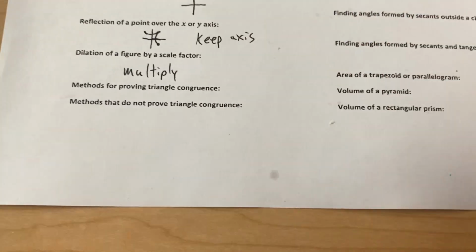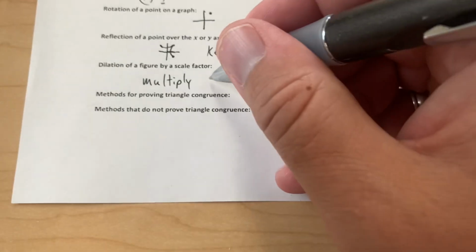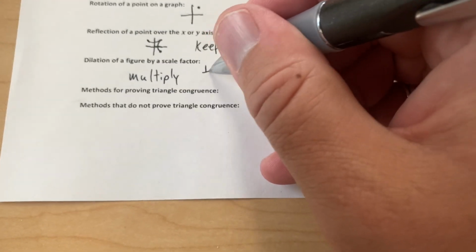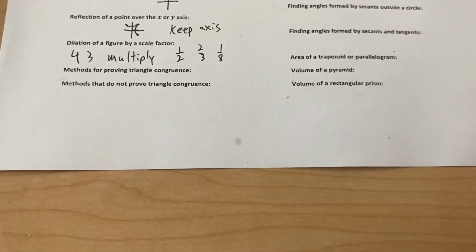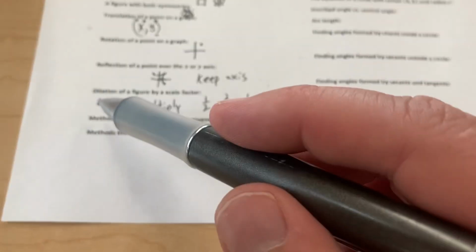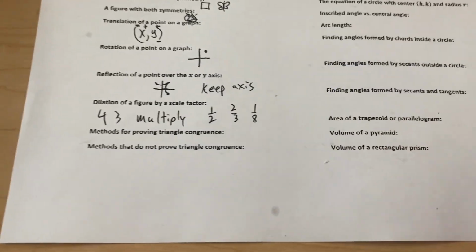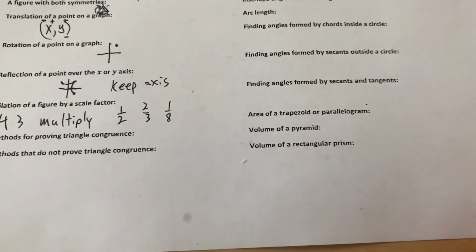Dilation of a figure by the scale factor, you always just multiply. Dilation is where you get bigger, you get smaller. If you get smaller, you're multiplying by like a fraction, so 1/2, 2/3, 1/8, something like that. If it's getting bigger, you're multiplying by a whole number, so like 3 or 4 or something like that. And you go ahead and multiply both the x and the y by both of those numbers.